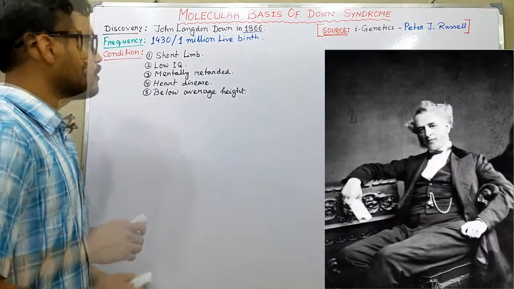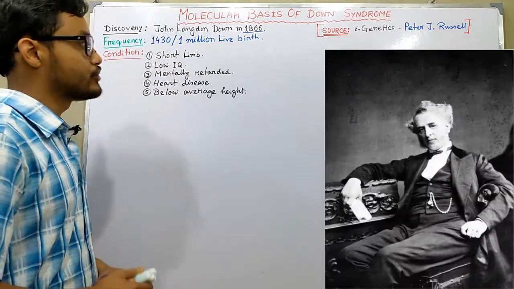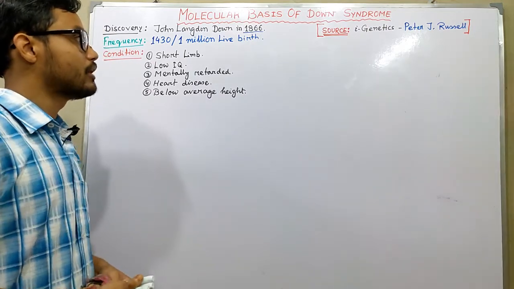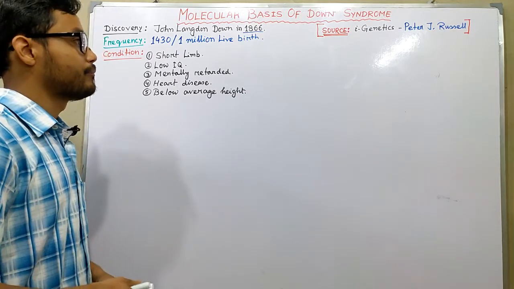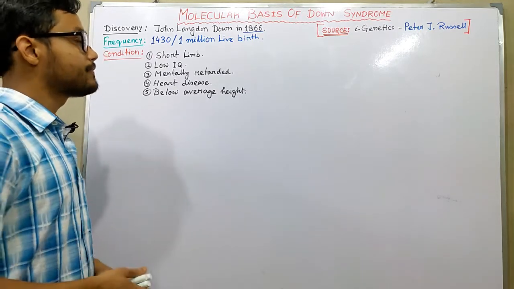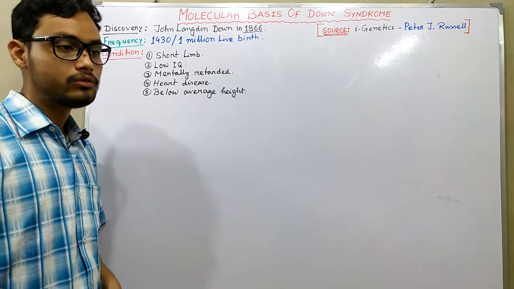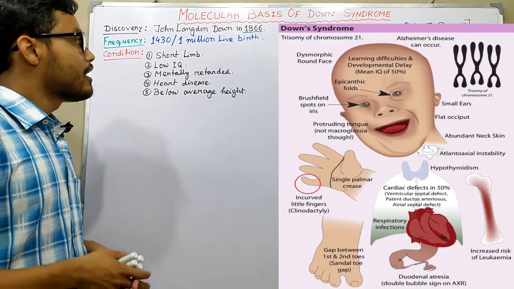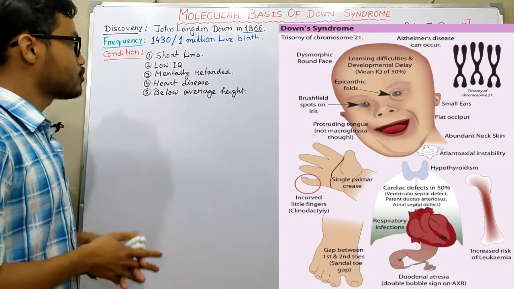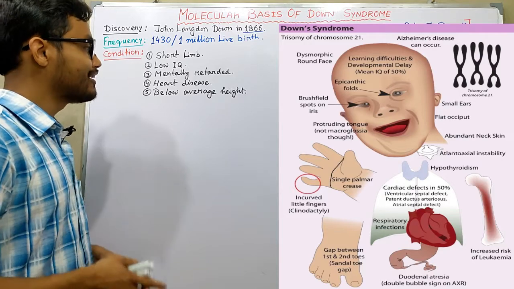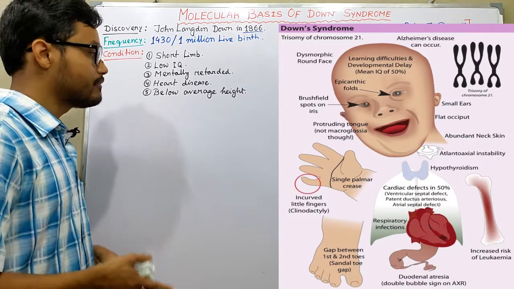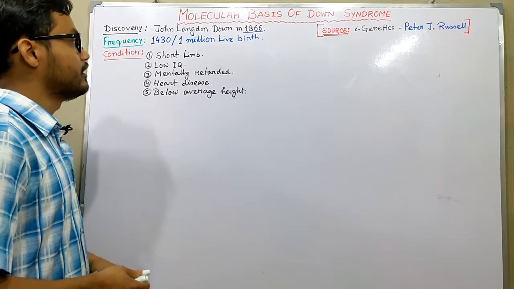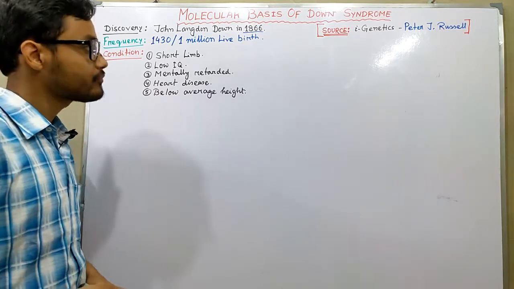Okay, John Langdon Down first discovered Down syndrome in 1866. From his name, Down syndrome came into the topic. In his first research work, John Langdon Down gave an accurate description of the disease, and the conditions of the disease are short limbs, low IQ, mental retardation, heart disease, below average height, and many more. The frequency of the disease is 1430 per 1 million live births.